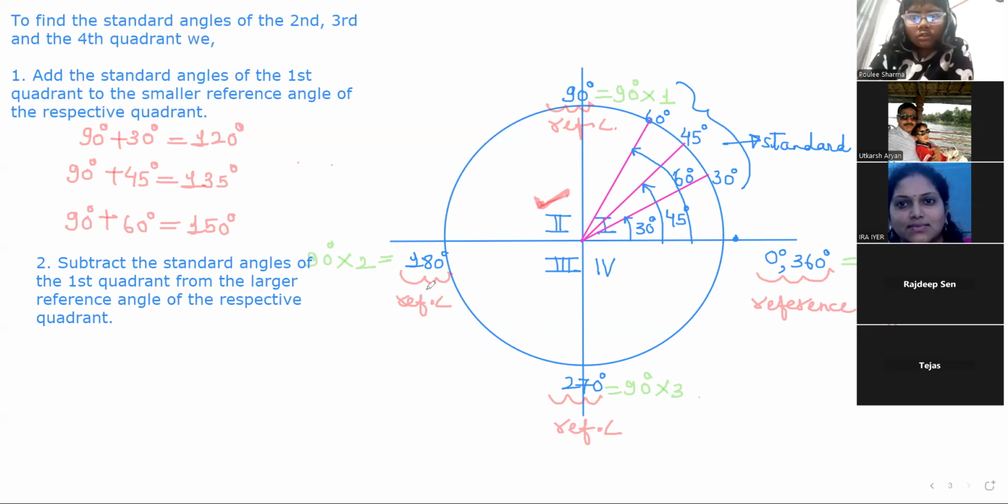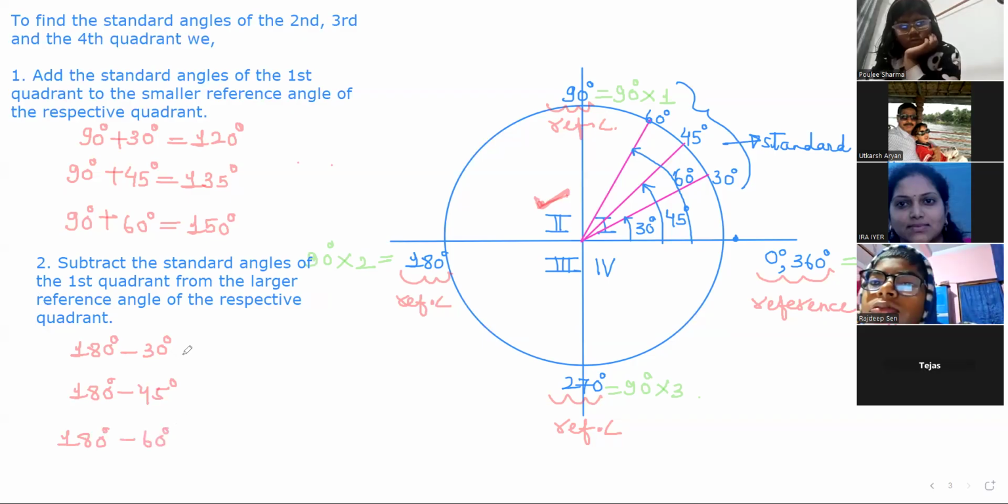So which one is the larger reference angle of second quadrant? 180 degrees. Tejas, Ira, understood? So from this 180 degrees, we subtract the standard angles of the first quadrant. This is 150. This is, how much will this come? 135. And this is 120 degrees. I hope all of you understood this.